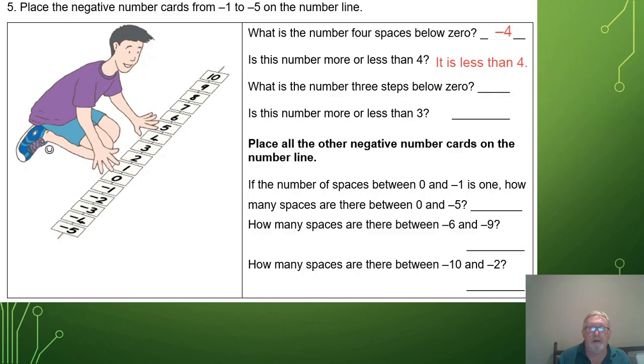What is the number 3 steps below 0? -3. Is this number more or less than 3? Just the same as the last question, it's less than 3. Anything that's positive has a greater value than anything that is negative. All right, so now place all the other numbers on the number line, all the way through to -10. Do that now and resume the video.